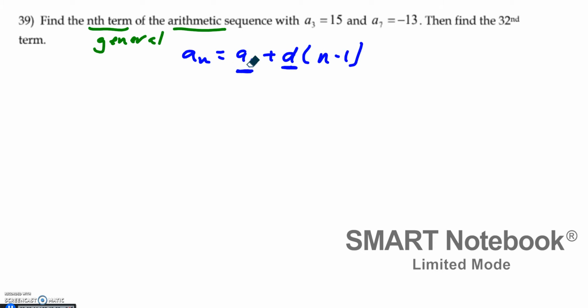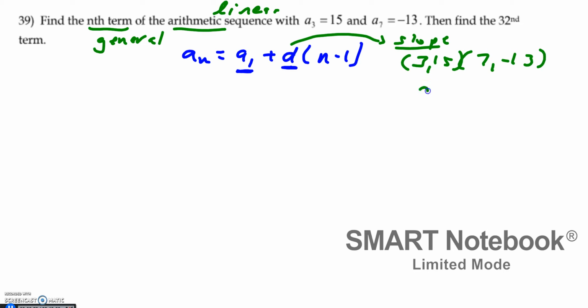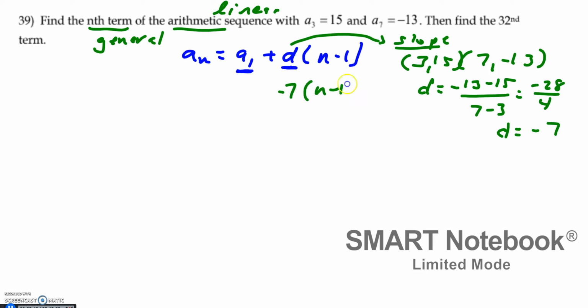In order to find the common difference, because arithmetic is linear, the common difference is really the same thing as slope. And so to find slope, I'm going to think about these as points: 3, 15, and 7, negative 13. So if I find the slope, negative 13 minus 15, y2 minus y1, over x2 minus x1, I would get negative 28 over 4, which gives me a common difference or a slope of negative 7. So that means I would plug my negative 7 in for d.